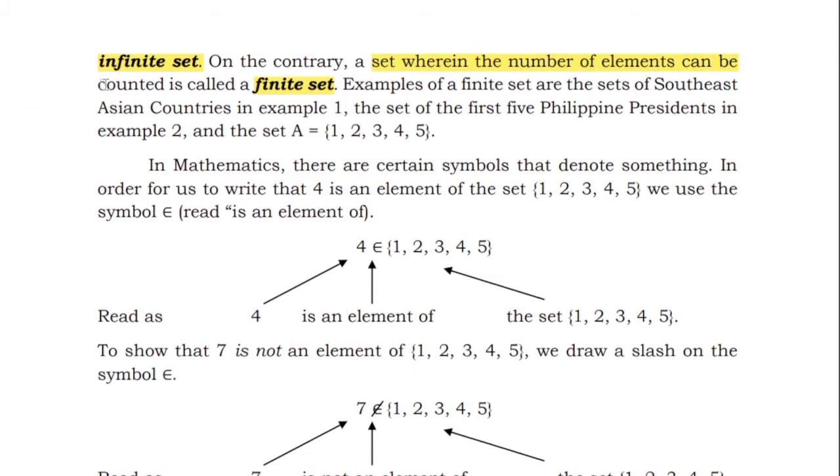Whereas when we talk about a finite set, those are sets wherein the number of elements can be counted. So the difference of the finite set from the infinite set is that they are countable. Let's say set A is composed of the elements 1, 2, 3, 4, 5. Since this set A has 5 elements, this is considered an example of a finite set. How do we read this? Set A is equal to the set 1, 2, 3, 4, 5.